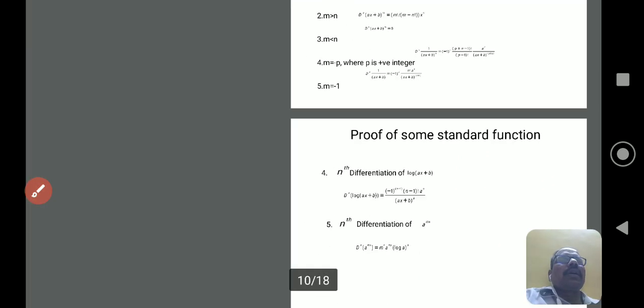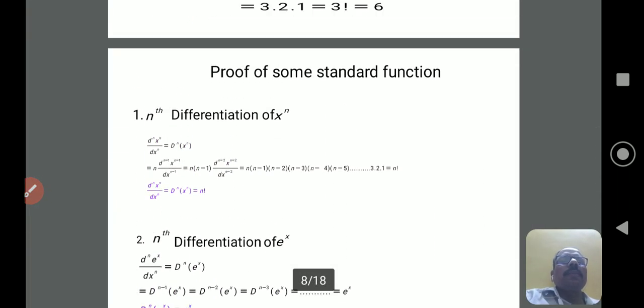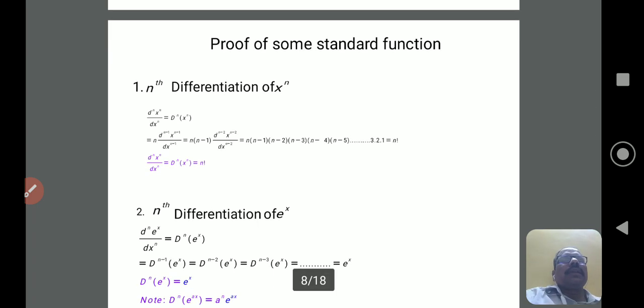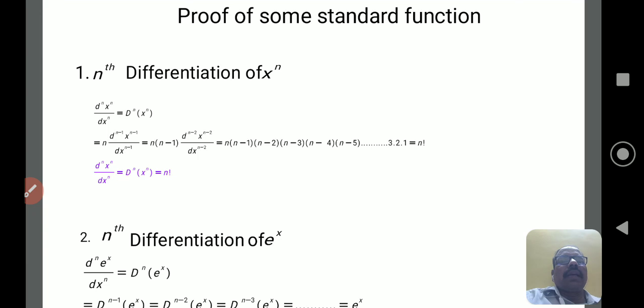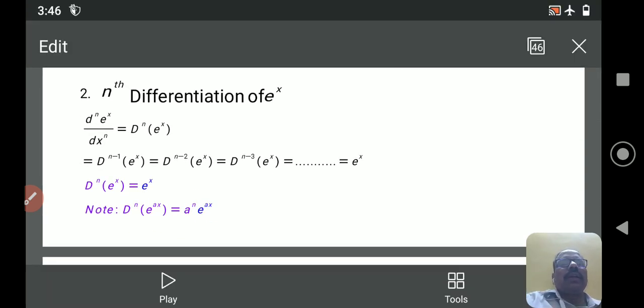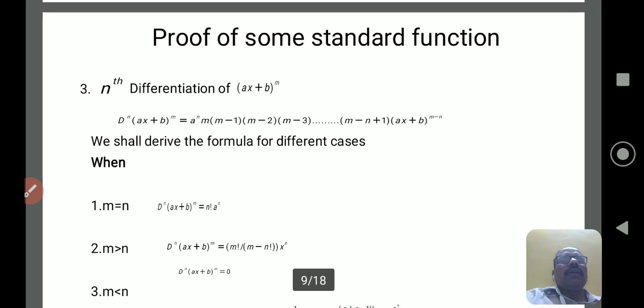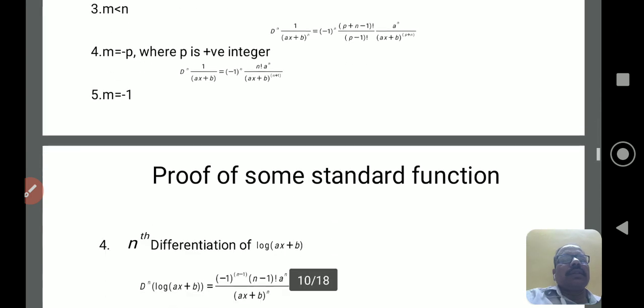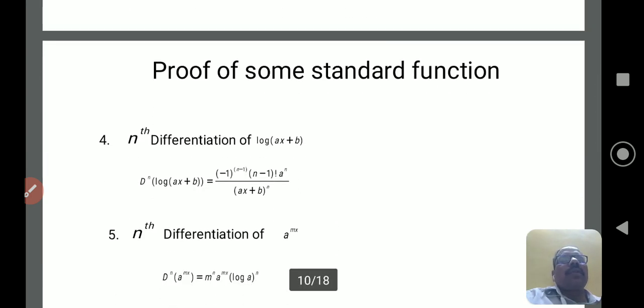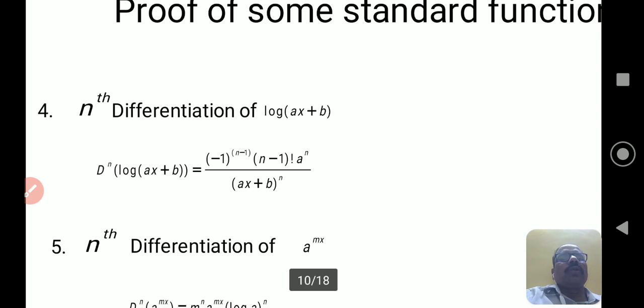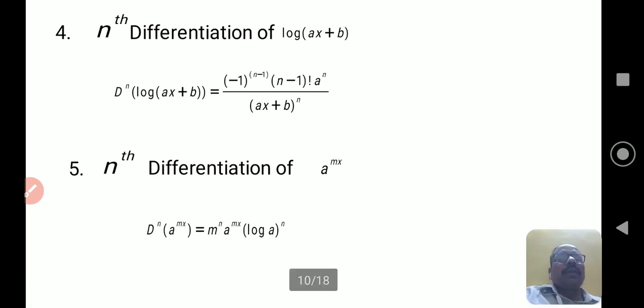Observe the result; let me recap once again. The nth or successive differentiation of x to the power of n is n factorial, and the nth derivative of e power x is e to the power of x. We have the different cases in (ax plus b) whole to the power of m, the 5 cases already discussed in the previous slide. The nth differentiation of log of (ax plus b) can be written as minus 1 to the power of n minus 1, you should remember, (n minus 1) factorial into a power n over (ax plus b) whole to the power of n. The a power mx gives m to the power of n into a power mx into (log a) to the power of n. These are the very standard results.